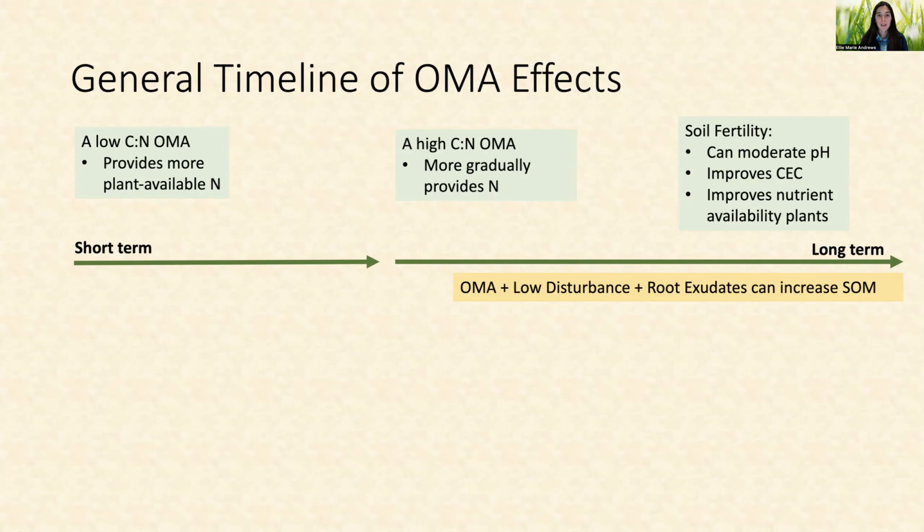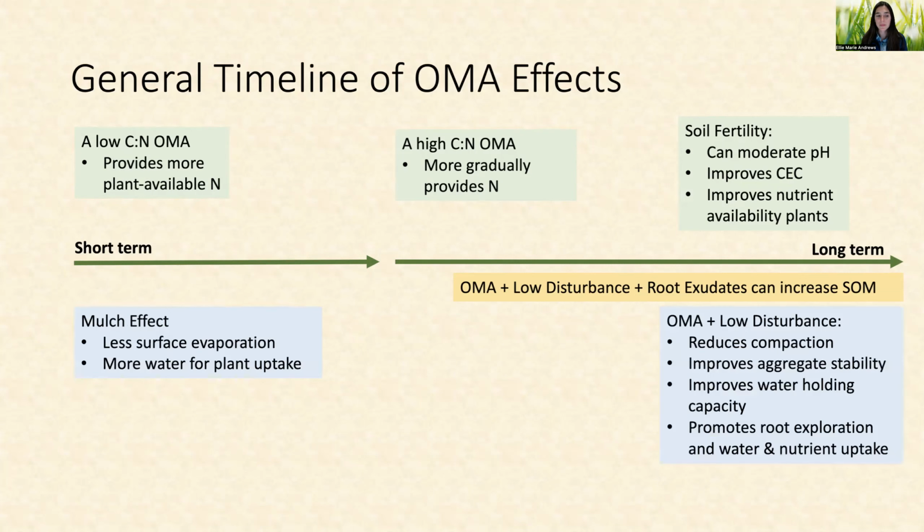So, thinking about nutrients here in these green boxes, in the long term, though, lots of different organic matter amendments can help moderate pH or improve CEC and improve nutrient availability in the plants. If you just need nitrogen in the short term, though, you want to find a low C to N ratio amendment to provide plant available nitrogen in a timely way.